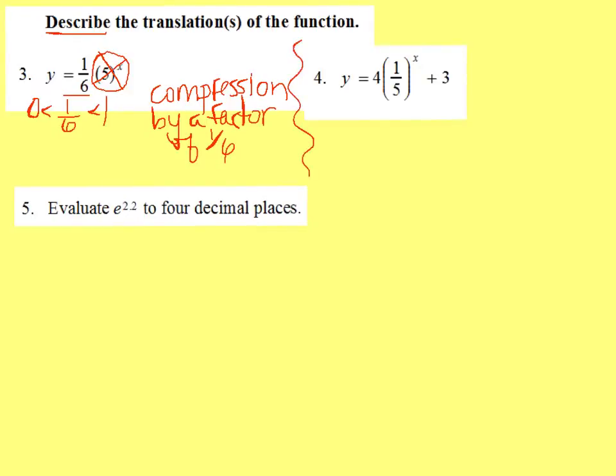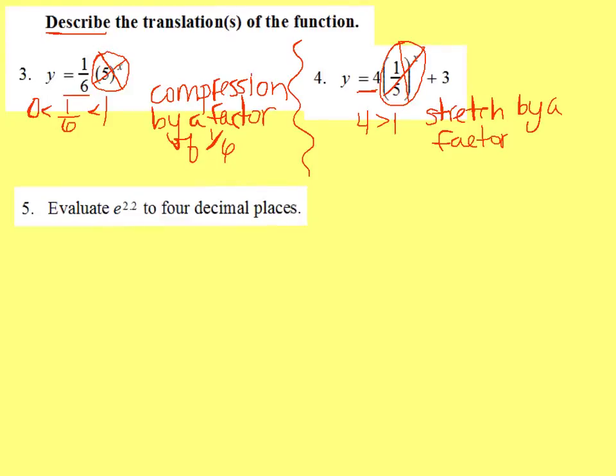Alright, let's look at number 4. Number 4, first identifying my parent function. Again, it's my number that has an exponent of x. So here's this 1/5 to the x, so I'm going to cross that out. We have this 4 in front, and again, a number in front that's multiplying is either a stretch or a compression. Since 4 is greater than 1, I have a stretch by a factor of 4.